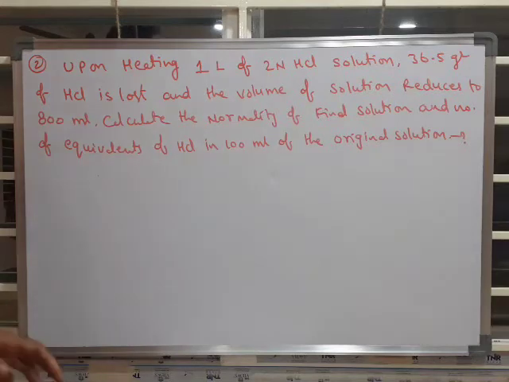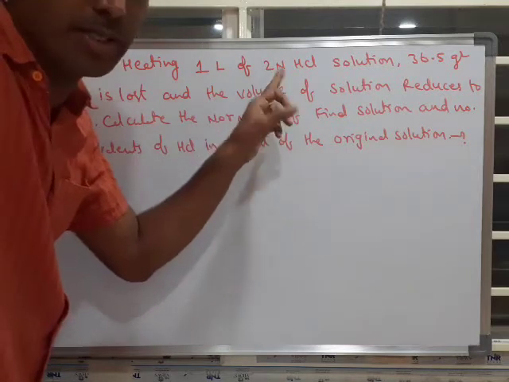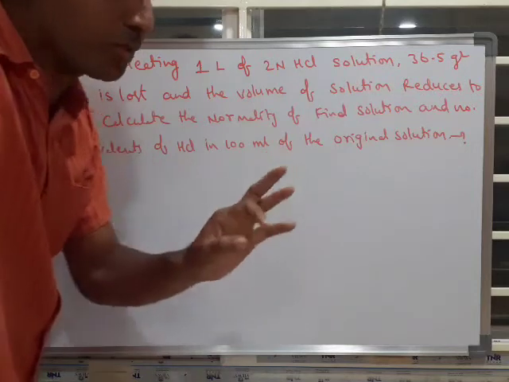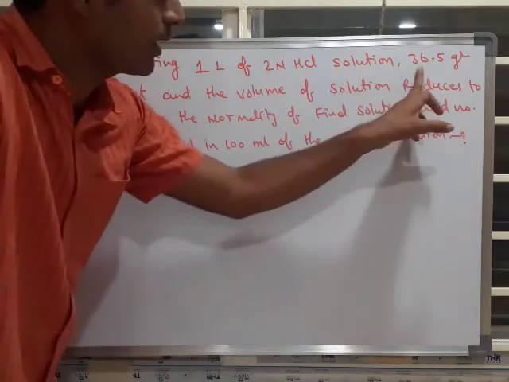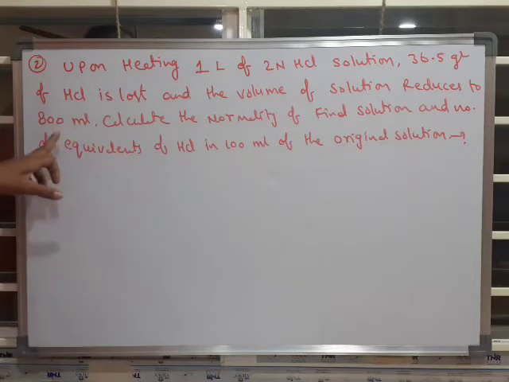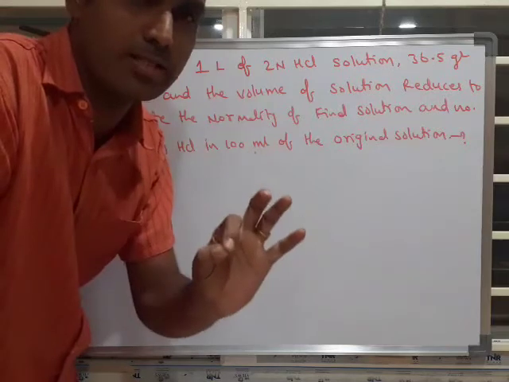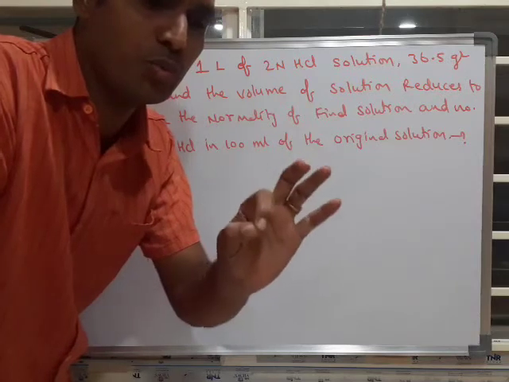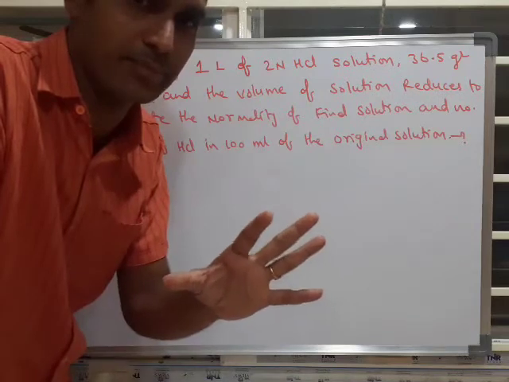Let's see one more different problem. Here, upon heating 1 liter of 2N, which means normality, HCl solution, 36.5 grams of HCl is lost and the volume of solution is reduced to 800 milliliter. At the start we have 1 liter of 2 normality HCl solution. It is heated up to some temperature for some time, which is not given.